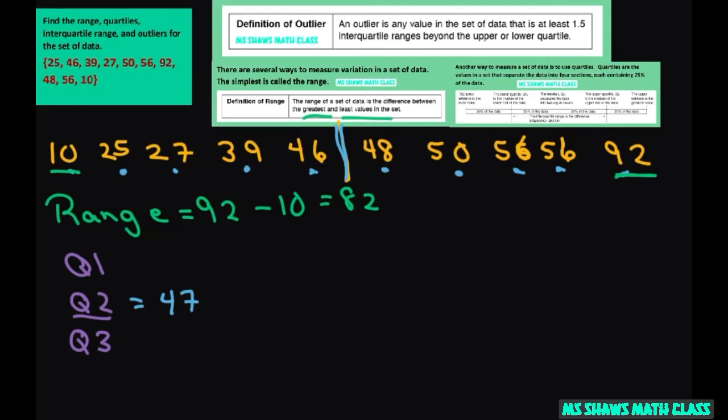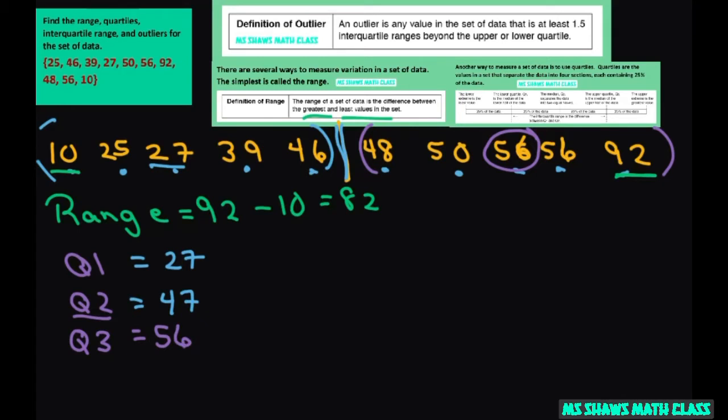For quartile 1, you take your lower half of the data, which is here, and take your middle number. That's going to be 27. And for quartile 3, take your upper half, and that's going to be 56.